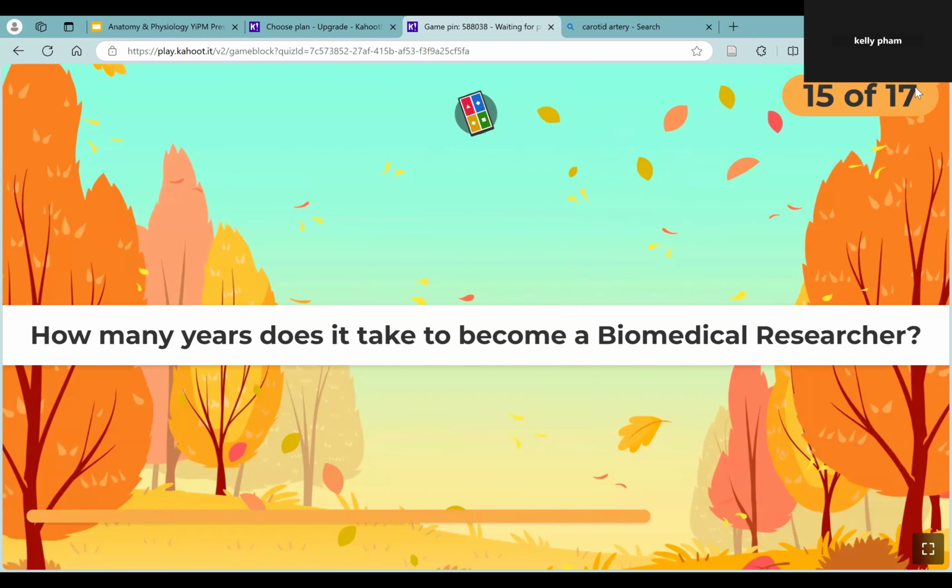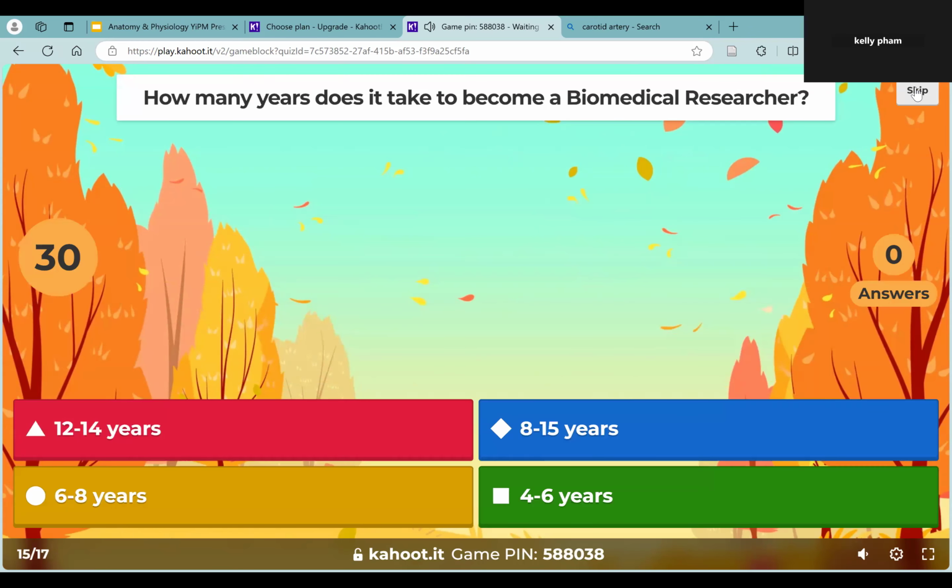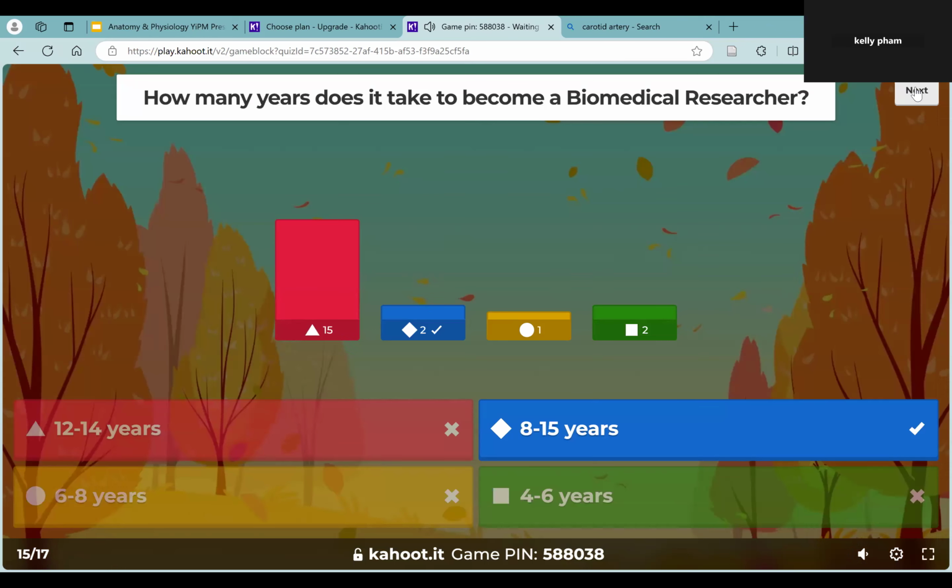How many years does it take to become a medical researcher, a biomedical researcher? It takes around 8 to 15 years in total to become a biomedical researcher, with 4 years earning a bachelor's degree and around 4 to 7 years to earn your PhD.